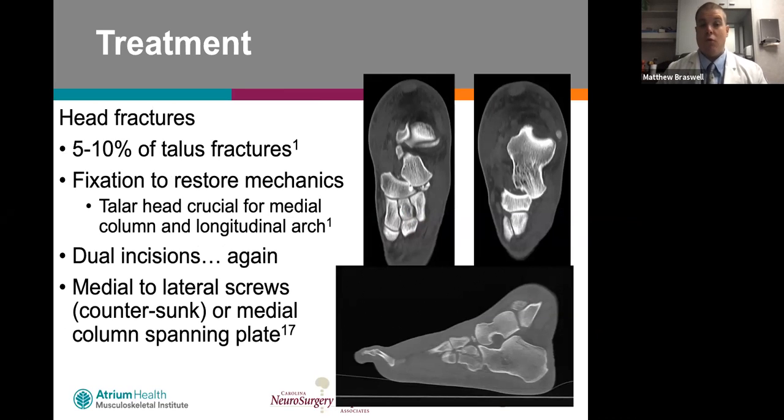Talar head fractures are more rare, only about 5 or 10% of talus fractures. We do often treat these operatively, as the talar head's crucial for maintaining the medial column and the arch. Again, usually with dual incisions, and these often can be treated with either a medial column spanning plate or independent countersunk medial to lateral screws.